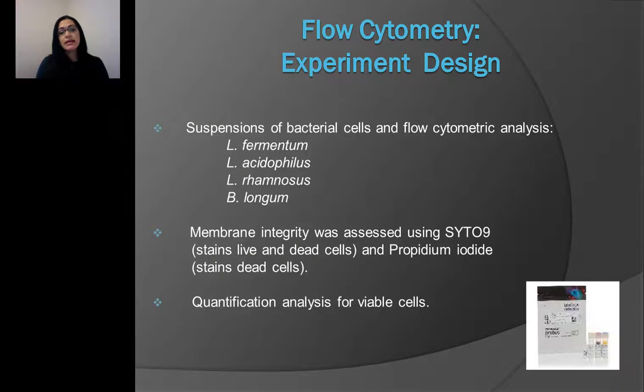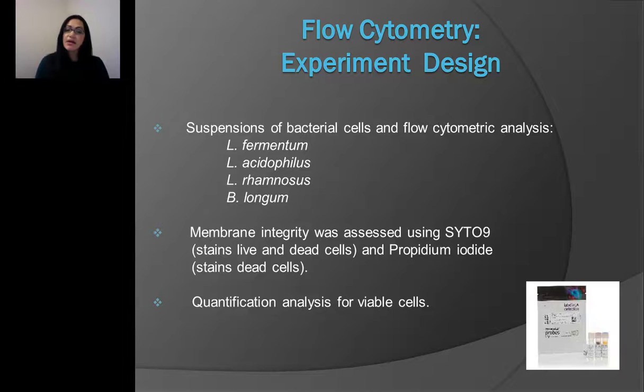So the experiment that we designed was for a number of different species, but the ones that I'm going to talk more about are within the Lactobacillus and Bifidobacterium. Lactobacillus was our first species to start with. Lactobacillus is very robust, so it's a very easy species to stain for flow cytometry compared to Bifidobacterium species.